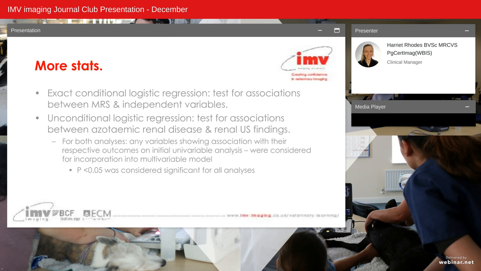So exact conditional logistic regression was used to test for any associations between the presence of a medullary rim sign and all collected independent variables. Unconditional logistic regression was used to test for associations between the presence of azotemic renal disease and renal ultrasound findings. From this, for both analyses, any variables which showed some association with their respective outcomes were considered for incorporation into a multivariable model, and then any variables with a p-value less than 0.05 were considered significant for all analyses.